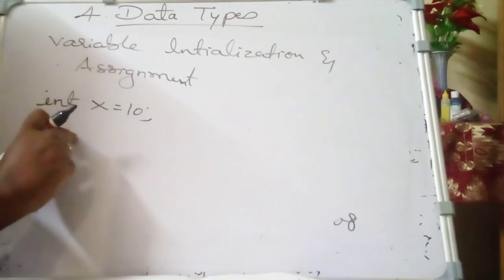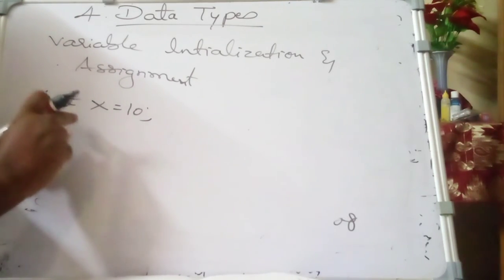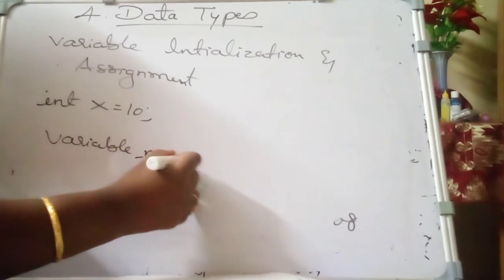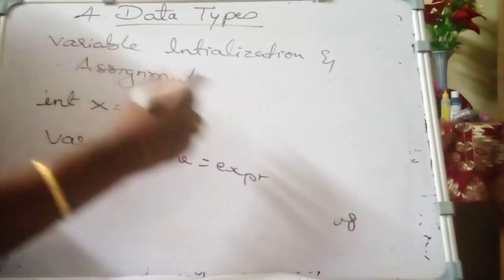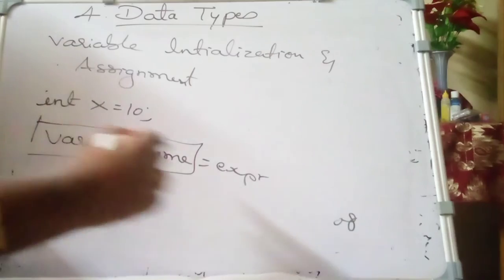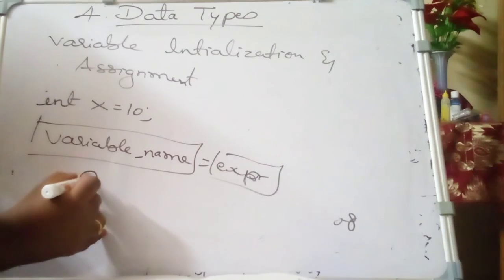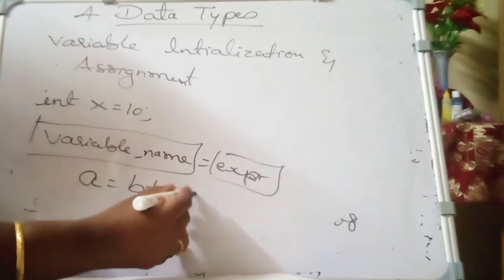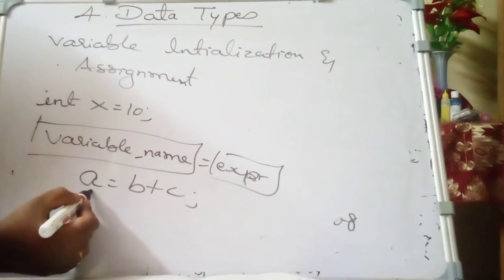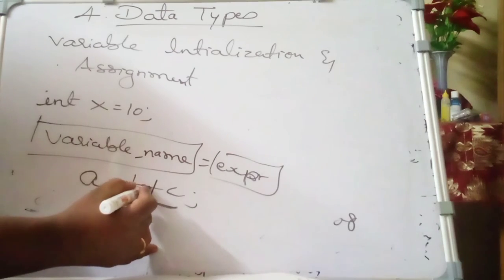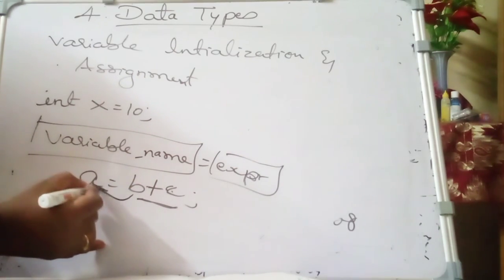Apart from that, how do we write an assignment statement? We write the assignment statement like this: variable name is equal to some expression. Here variable name is the name of the variable and expression is the value of the expression. For example, a is equal to b plus c. Here a is a variable, and it is assigned the expression b plus c. Whatever result b plus c gives, that is assigned to the variable a.